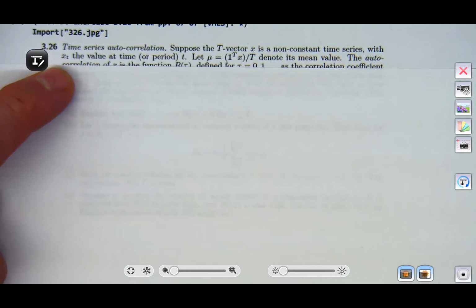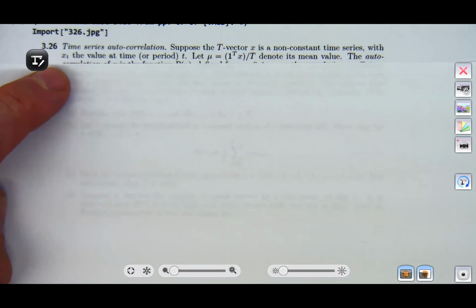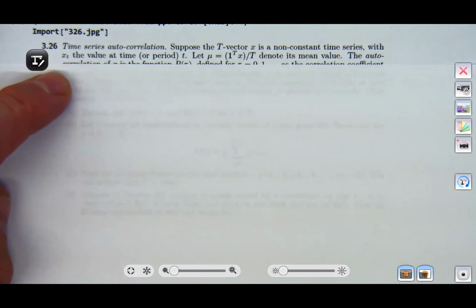Now all we're doing is indexing, or pulling out the tth entry of the vector x. So the value at time t, lowercase t. Let mu be equal to the column vector of 1s transposed times x, all divided by uppercase T. Let this denote its mean value. Now you can see by looking at that notation, and knowing about the previous question, that it is multiplying 1 times every entry and adding all those together and then dividing by the length. So that is in fact the mean.